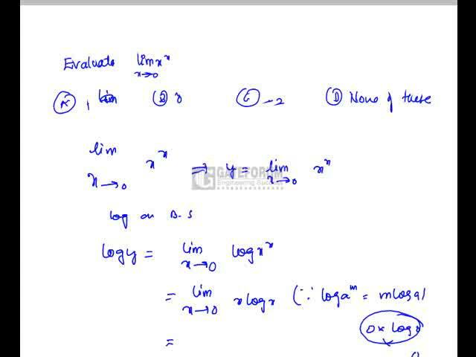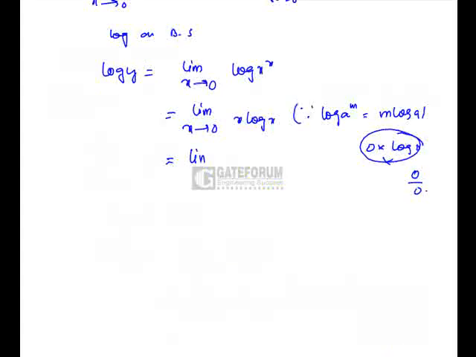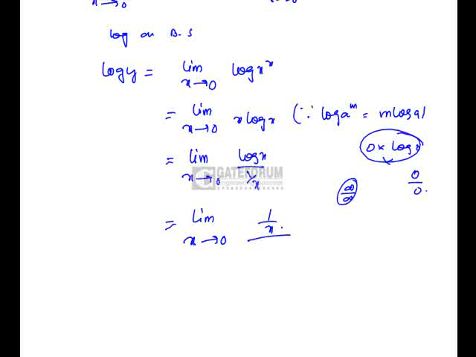So in order to convert it into a suitable form, I'll write this limit as logarithm of x by 1 by x, so that it is in the form of infinity by infinity. Now we can use L'Hospital's rule. So let us differentiate the numerator and denominator separately. Differentiation of log x is 1 by x. Differentiation of 1 by x is minus 1 by x square.